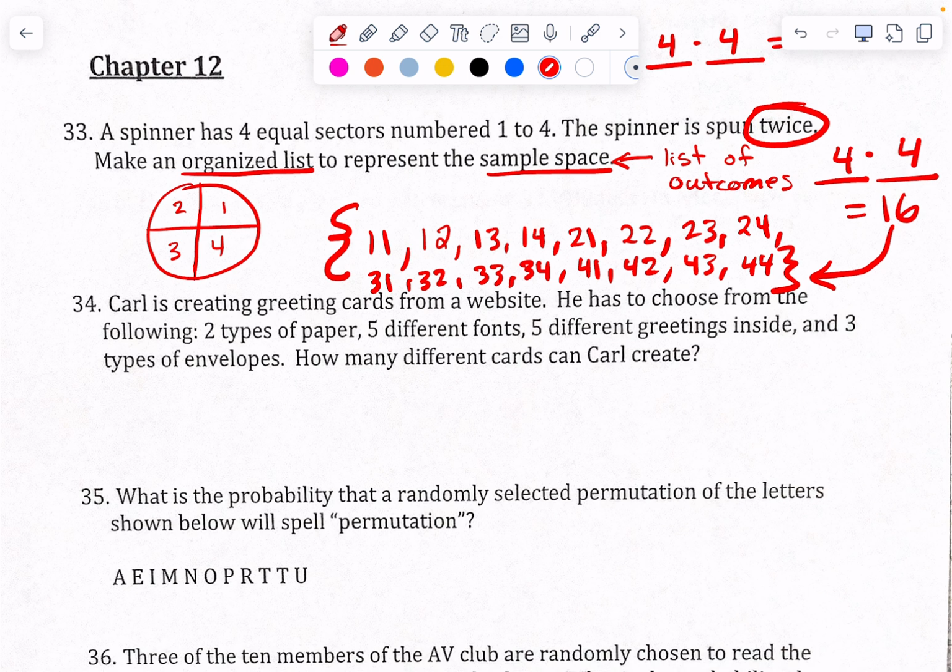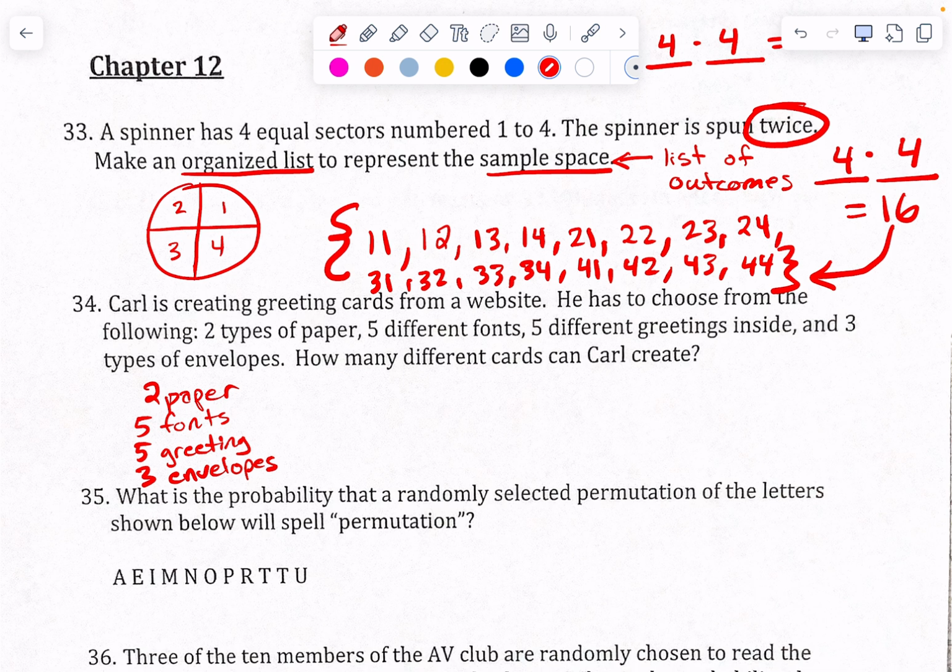All right, Carl is creating greeting cards from a website. He has to choose from the following 2 types of paper. We have 5 different fonts. We have 5 greetings and 3 types of envelopes. How many different cards can he create? He's choosing 1 from each, right?